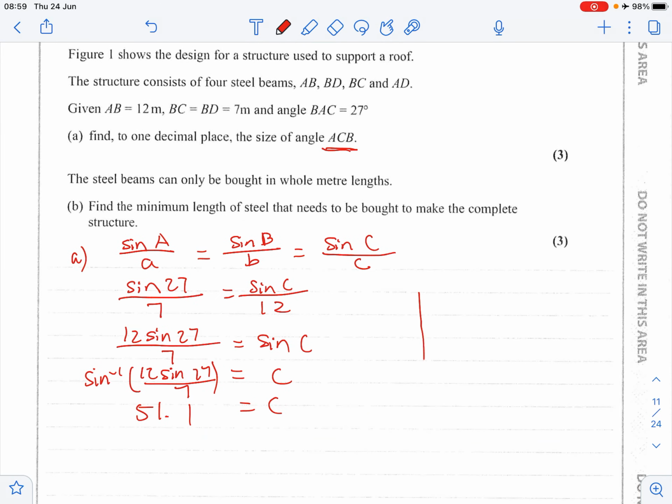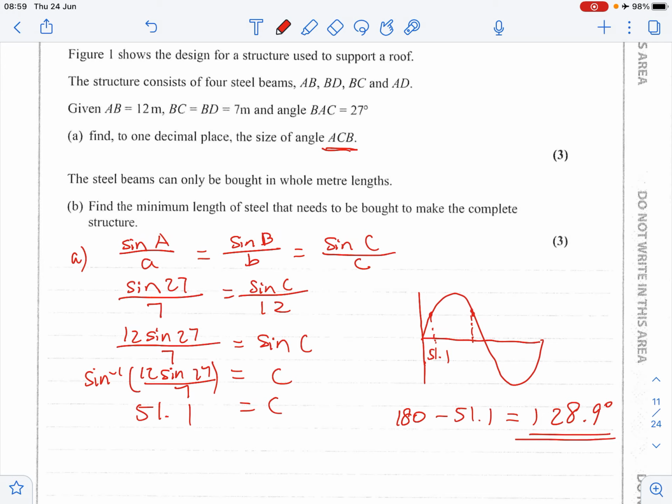But what we said at the start, this angle is obtuse, so it has to be between 90 and 180. How I think about it is that I think about my sine curve. So this point here, which is 51.1, is the same as this point here. So it will be 180 take away 51.1, which is equal to 128.9 degrees. So this angle is 128.9.